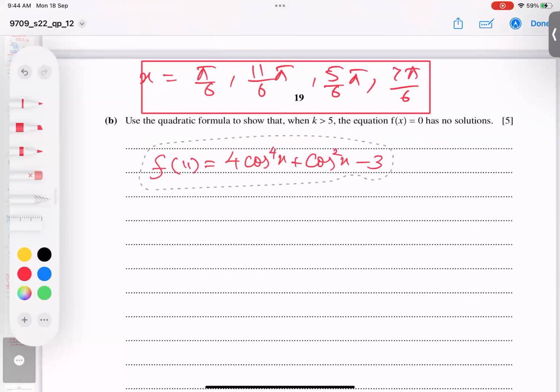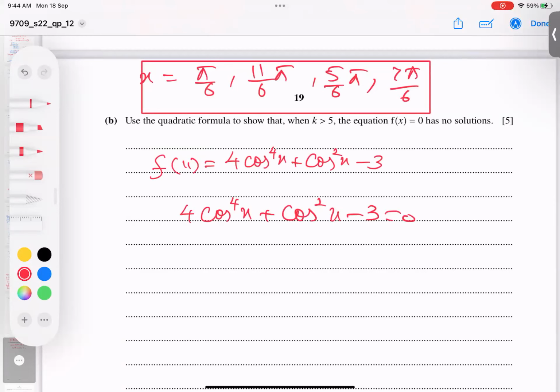According to the situation, he said f of x equal to 0. So when I put 0, it becomes this format. As I said before, if a double power is available here, I can start directly from here. So cos square equal to negative b. What is a value, student? A value is 4. B value is 1. And C value is -3.